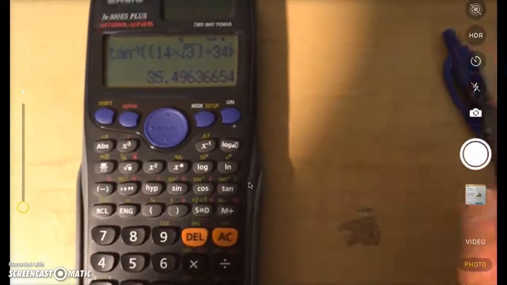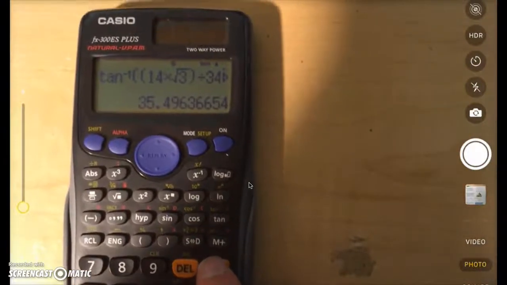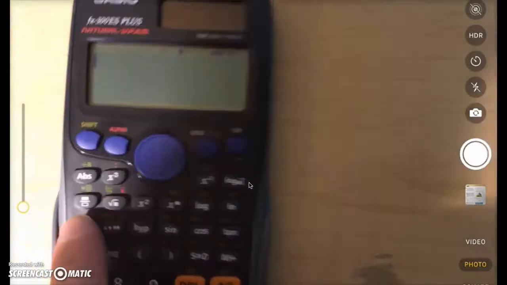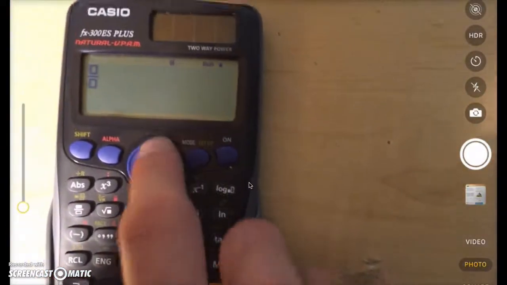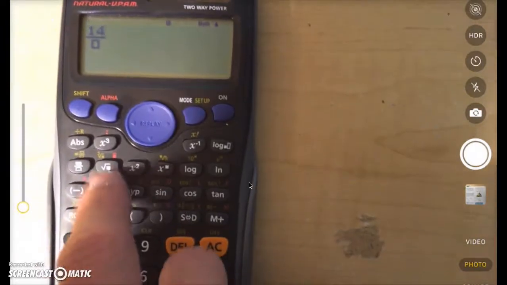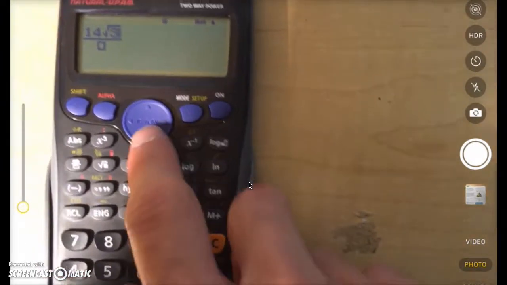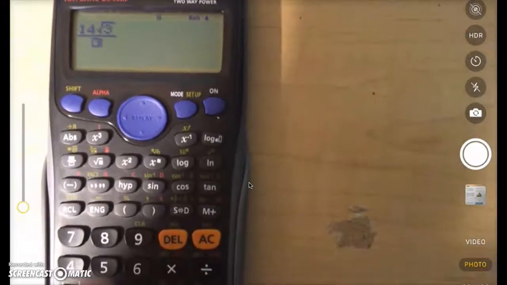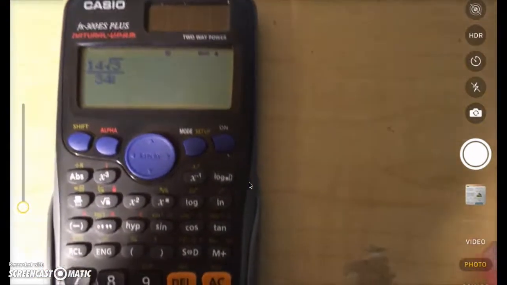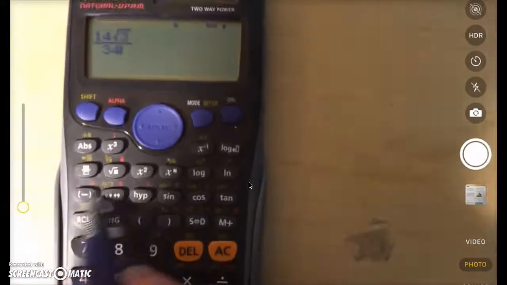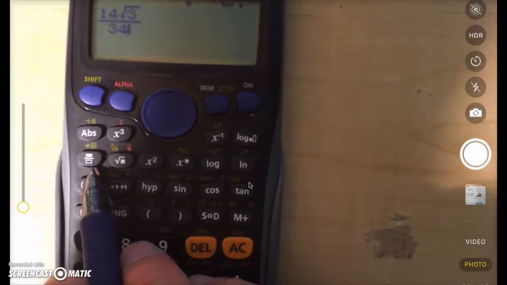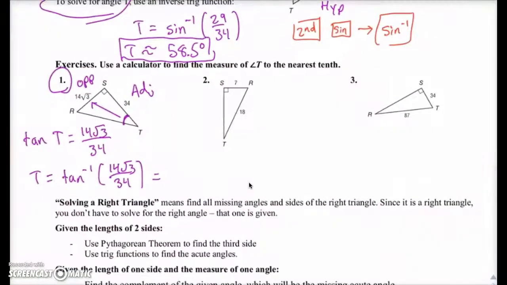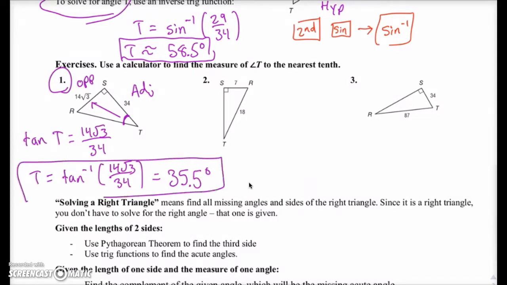Some calculators have it, but here's another neat trick you could have done. There's this button here, a fraction button. It makes it nice for you to put everything in order instead of using parentheses. So you could have done that as well, just using your fraction button. So anyways, the answer we got before was 35.5, and that is your angle T.